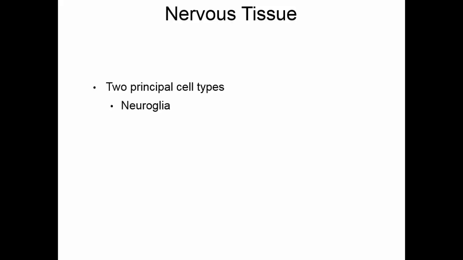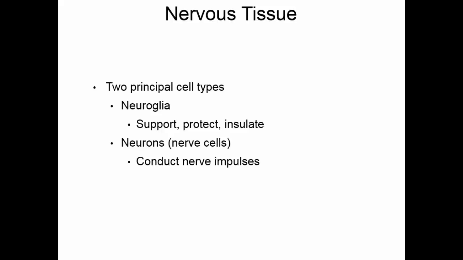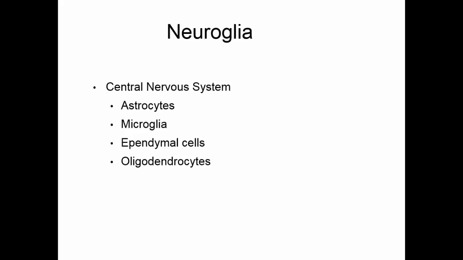Nervous tissue is composed of two principal cell types. We have the neuroglia. These cells support, protect, and insulate the neurons, which is the second cell type. The neurons are the nerve cells. These are the ones that conduct nerve impulses, so we say they are excitable and conductive. There are 6 types of neuroglia. 4 of them are found in the central nervous system: the astrocytes, microglia, ependymal cells, and oligodendrocytes.